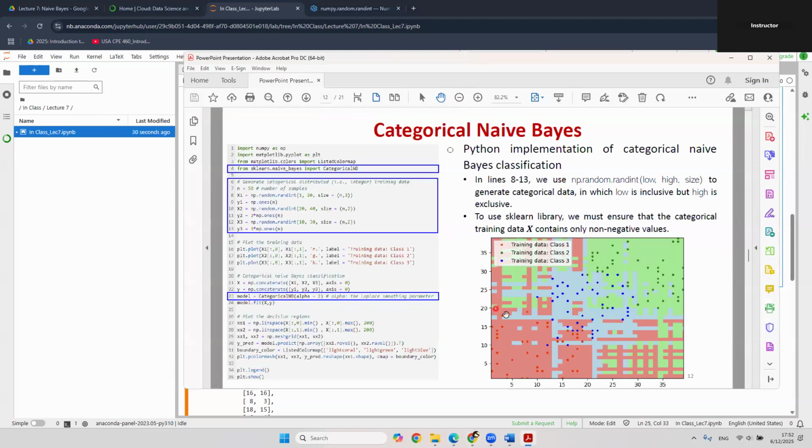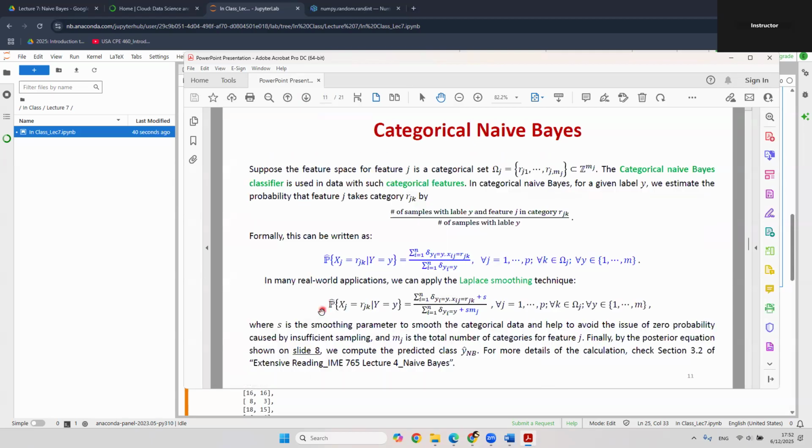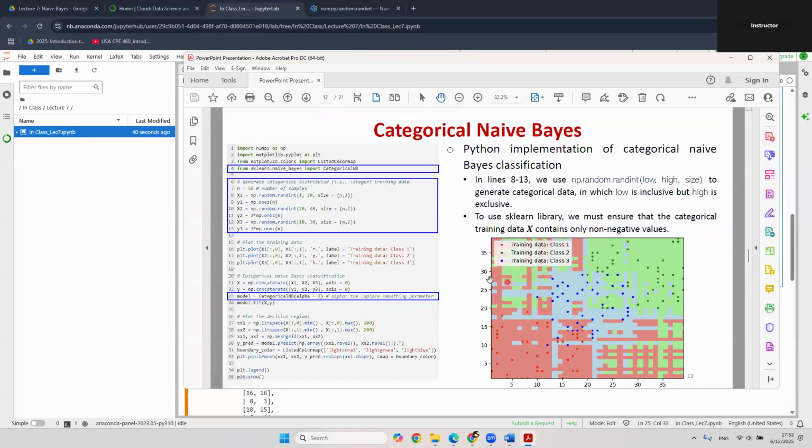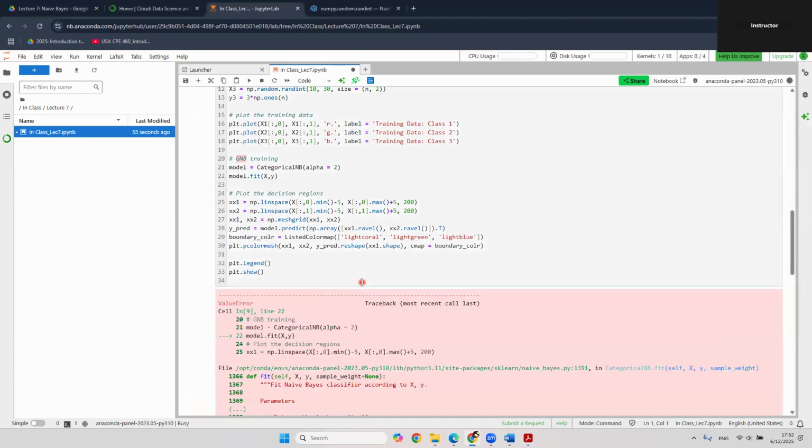The difference here is that I didn't add the minimum minus 5 or plus 5. You see the difference before? Before, I wrote minus 5 and plus 5 because I want to leave some boundaries. But if I don't do it here, you'll see those points are exactly on the boundary. Okay, so let's just run that and see the result.